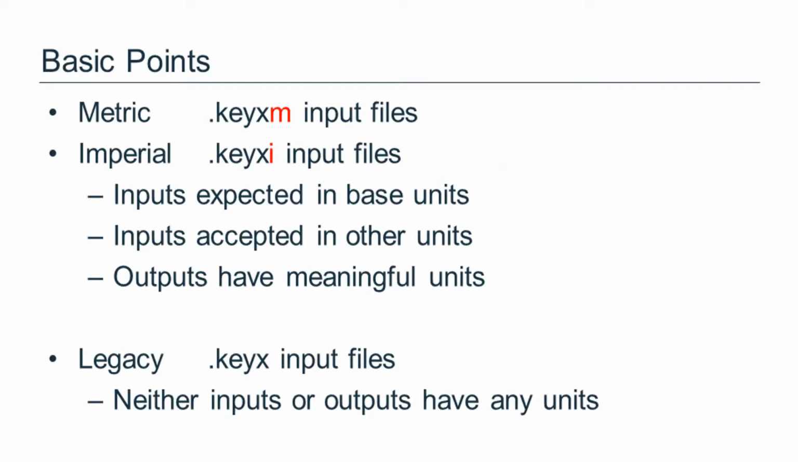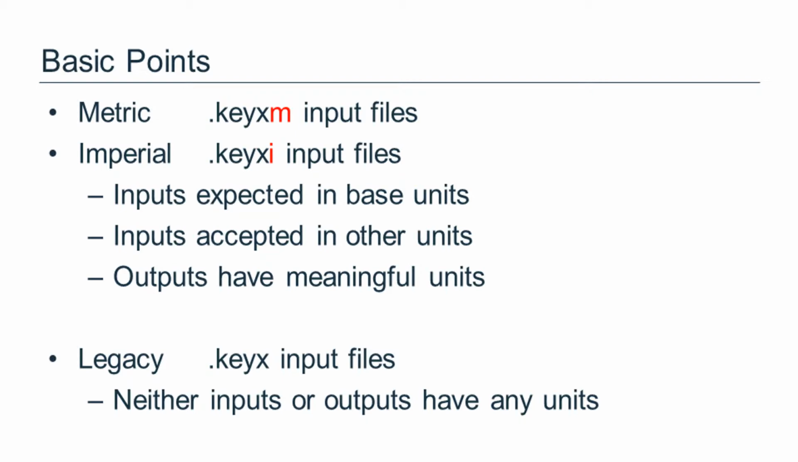Let's start by covering some basic points. There are two unit systems available in Flexcom, metric and imperial. You'll recognize a metric project because its input files have the extension KEYXM, where M stands for metric, obviously, and imperial KEYXI, where I stands for imperial. Both of these systems have explicit units included in all the input and output data.